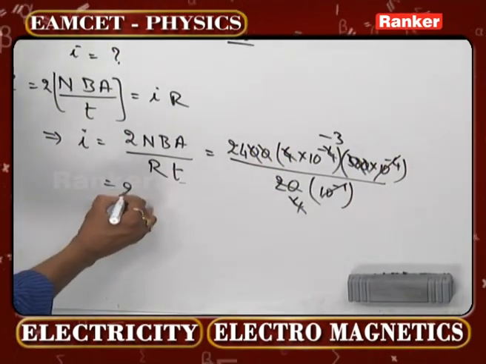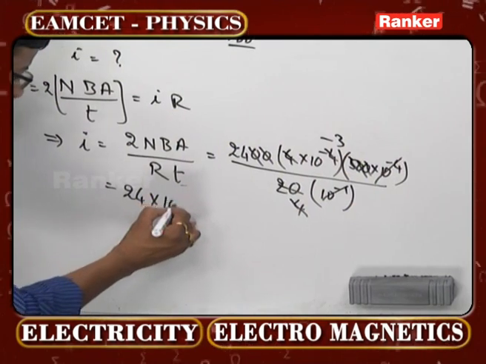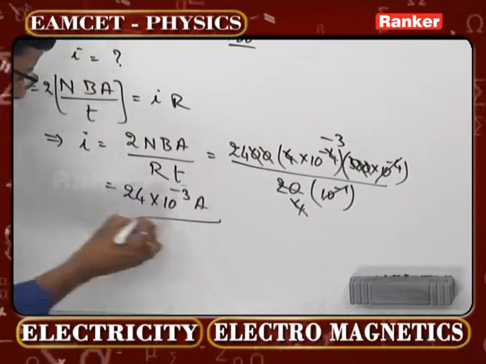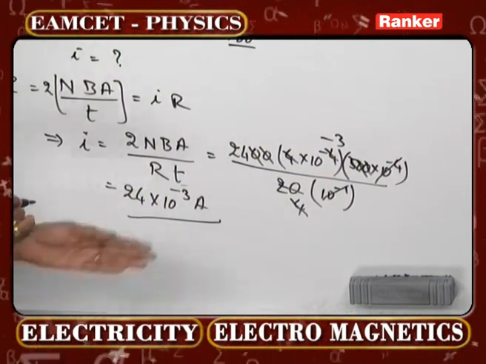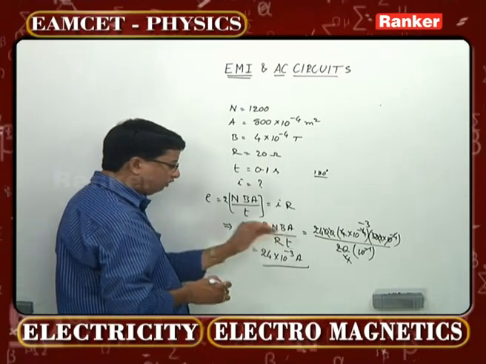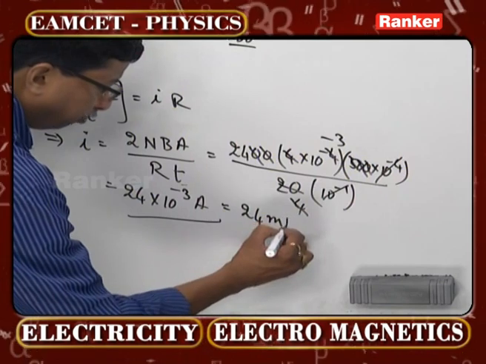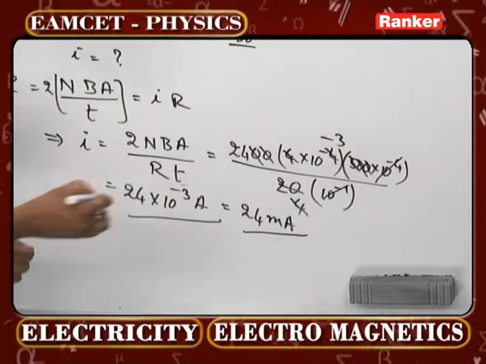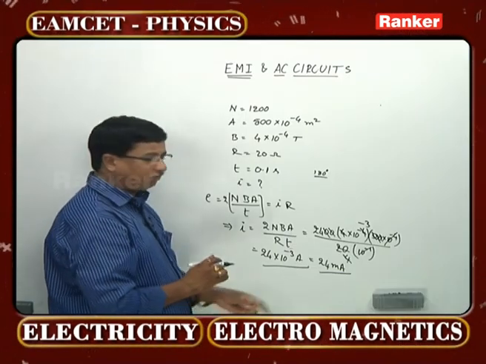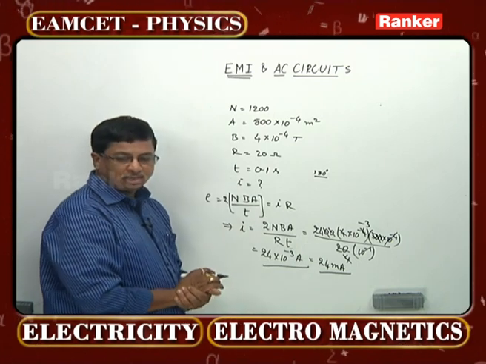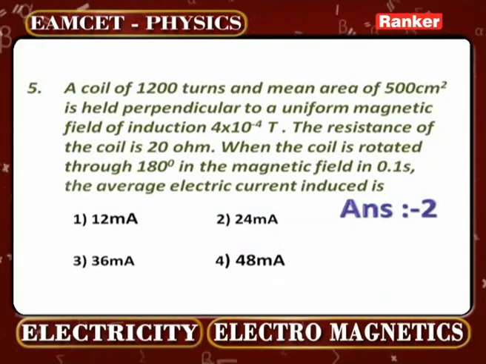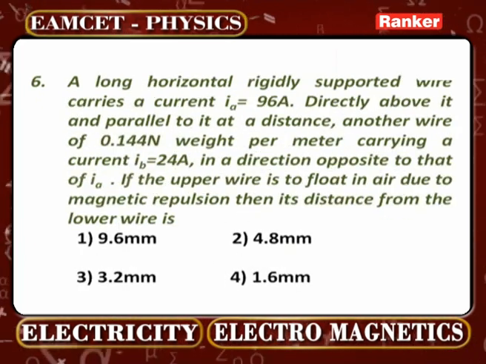So 24 into 10 power minus 3 ampere, that is the value. But all of you can understand 10 power minus 3 is also called milli. Therefore, 24 milliampere is the corresponding answer for us. So the second option is going to be the correct option for this question number 5, please. Look at the next one, that is problem number 6.